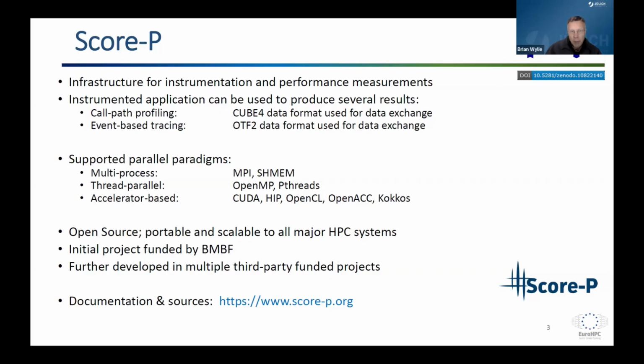Score-P supports a range of different parallel paradigms. MPI is the main one for multi-process interoperation. On the thread level, there's OpenMP, or it can be POSIX threads. And then increasingly, we see accelerators being used through proprietary interfaces like CUDA and HIP, or OpenACC, OpenCL, or Kokkos. So Score-P is the measurement infrastructure.